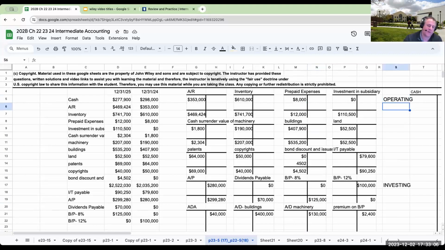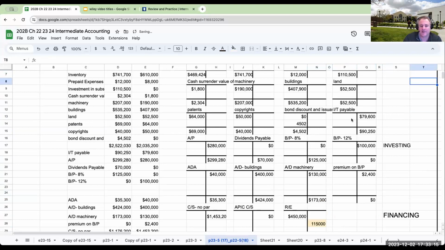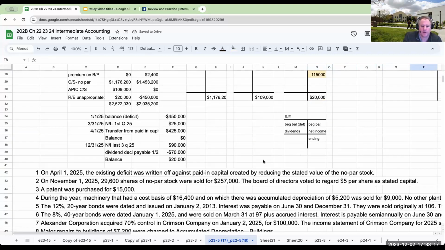I'm going to come over here to my operating section, net income. I'm doing the opposite to cash in this particular instance, so I'm going to show this over here as a debit. Now, as we look at this, there's something about this existing deficit being written off. But first, because I don't really know what that is, let's look at this next one.